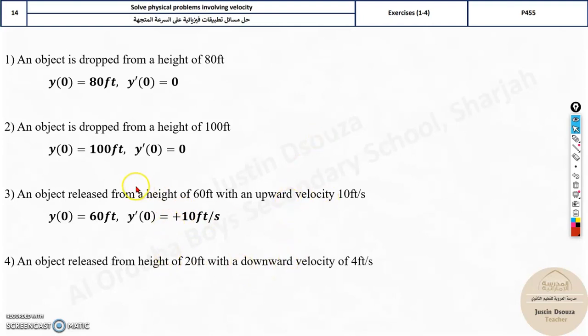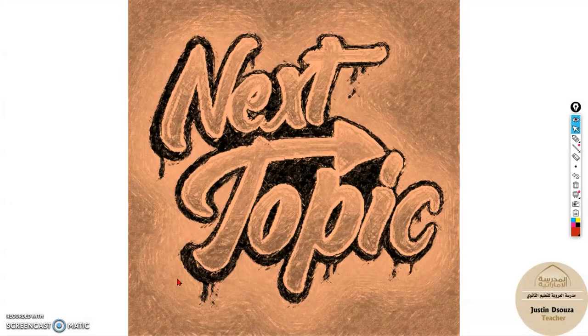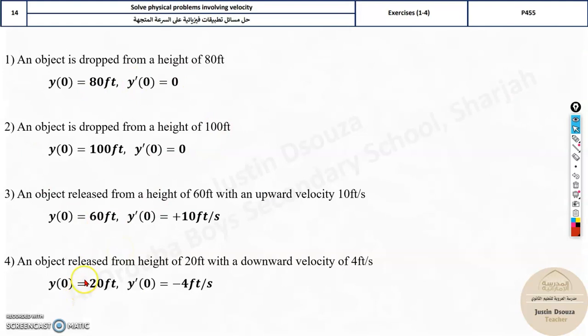Now over here, similar to the previous problem, we have downward velocity. The height is 20 feet. Instead of 60, we are at 20 over here. Now, what about this downward velocity of 4 feet per second? Y dash of 0 is 4 feet per second, but the sign is negative. That's the only thing. And this is it. That's why it's one of the simplest and the easiest among all of part 1.